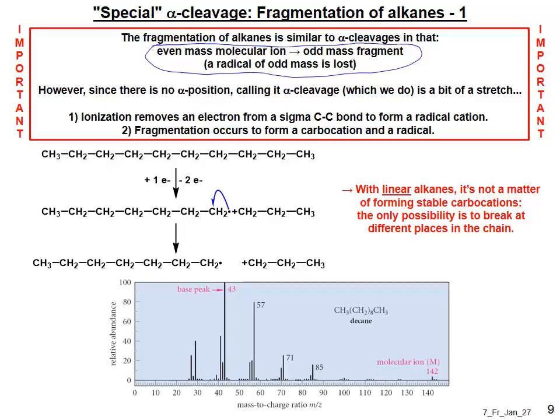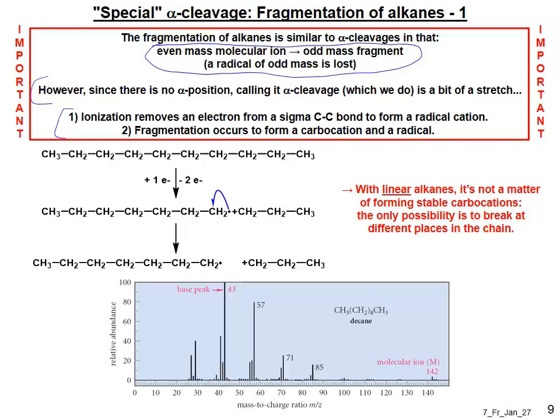And as I said here, calling these fragmentations when we're dealing with alkanes is a bit of a stretch, just because there are no alpha positions really in an alkane, but we're still going to use that language. And the mechanism by which these fragmentations occur is, well, the only thing that we can ionize in an alkane are sigma bonds. So we can remove electrons from sigma bonds. So when we bombard the alkane with high energy electrons, the electrons that are expelled are electrons from sigma bonds.